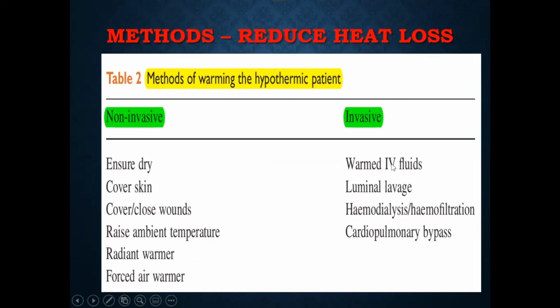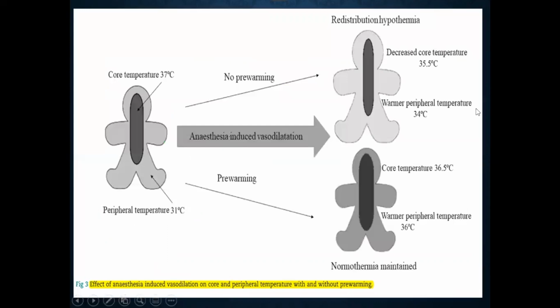Invasive, we give warm IV fluid. Luminal lavage: in a patient who is very cold, we can give a bladder lavage with warm fluid. Hemodialysis and hemofiltration are another way, but we don't. And cardiopulmonary bypass is the ultimate method in a patient going for bypass, CABG and everything. When we want to warm up, we warm them with warm fluid going through their heart and the whole systemic circulation.